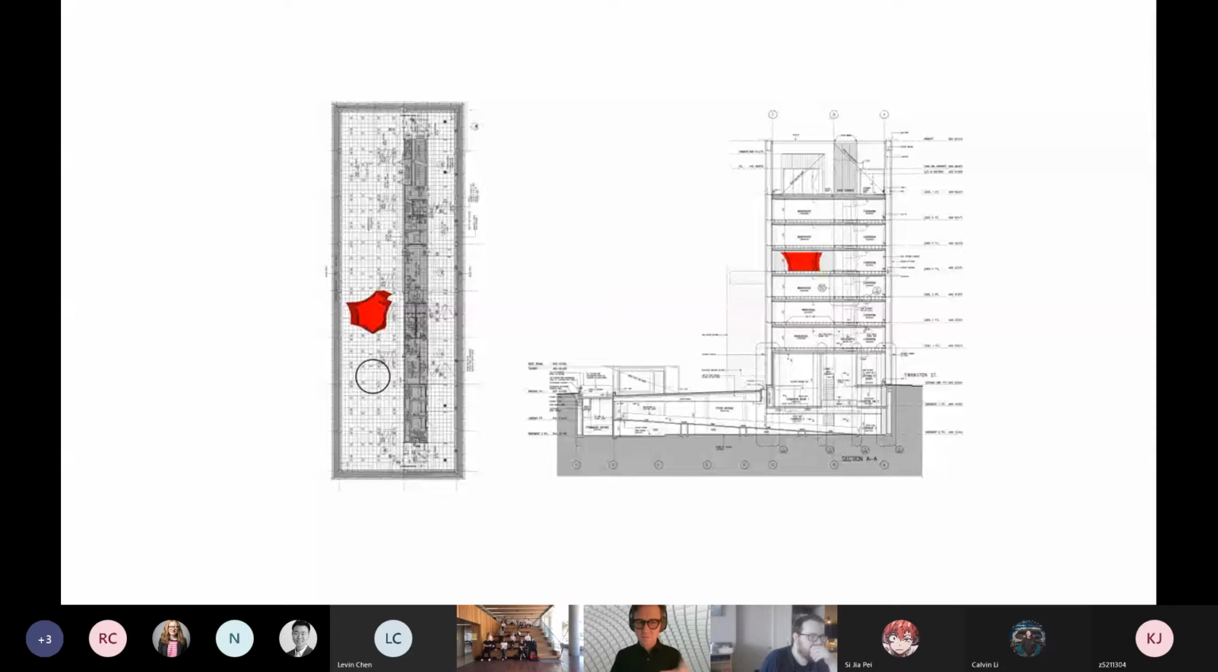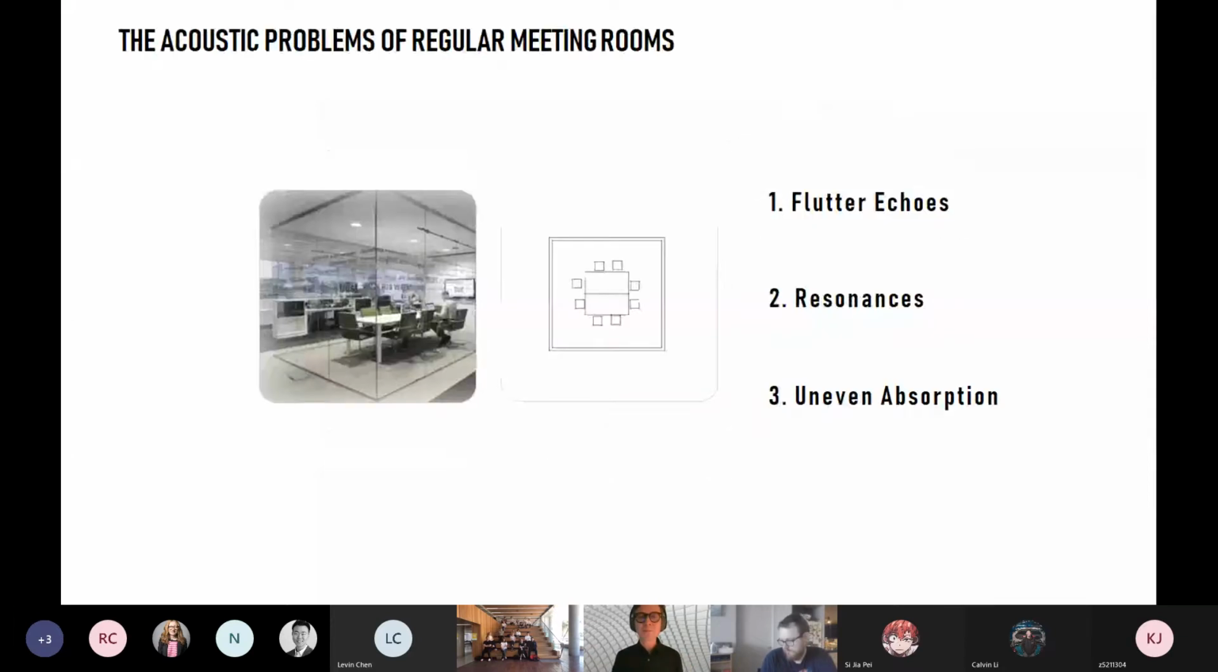We had this long open plan office in which to construct this meeting room. Regular meeting rooms have these inherent issues with acoustics, right? They tend to be square and small and made of hard materials, which gives flutter echoes between the parallel walls. Because of their squareness, they tend to have really pronounced room resonances. And if they have absorption, that absorption tends to be uneven, right? So either all on the ceiling or all on the floor or nothing at all.